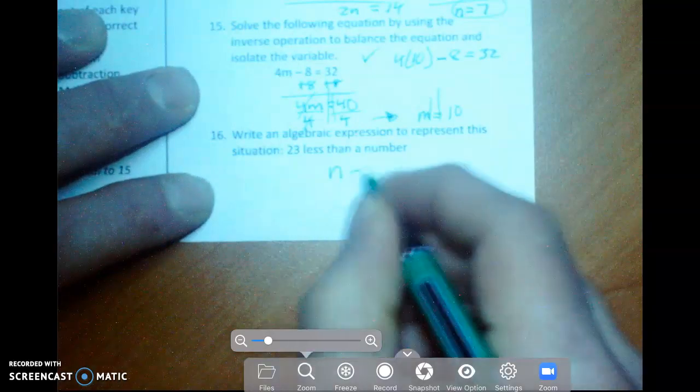All right, write an algebraic equation to represent this situation. 23 less than a number. Well, here's a number, and 23 less is just minus 23.